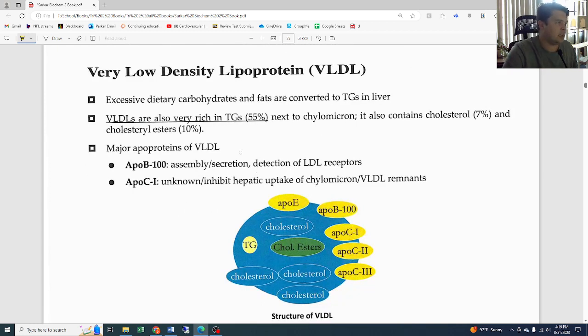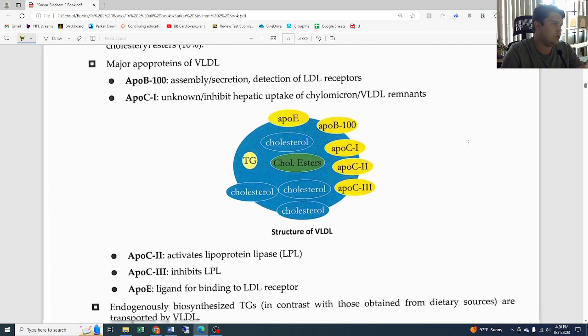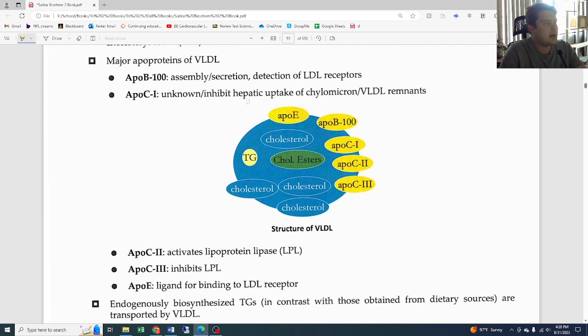Next, we have our very low-density lipoproteins, our VLDLs. Excessive dietary carbohydrates and fats are converted to triglycerides in the liver. The VLDLs are also very rich in triglycerides. They're third in the scale of density, next to the chylomicron. They also contain cholesterol, about 7%, and cholesterol esters. The major apoproteins of VLDLs are ApoB100, which deals with the assembly and secretion and detection of LDL receptors, and ApoC1, which is thought to inhibit hepatic uptake of chylomicron or VLDL remnants.